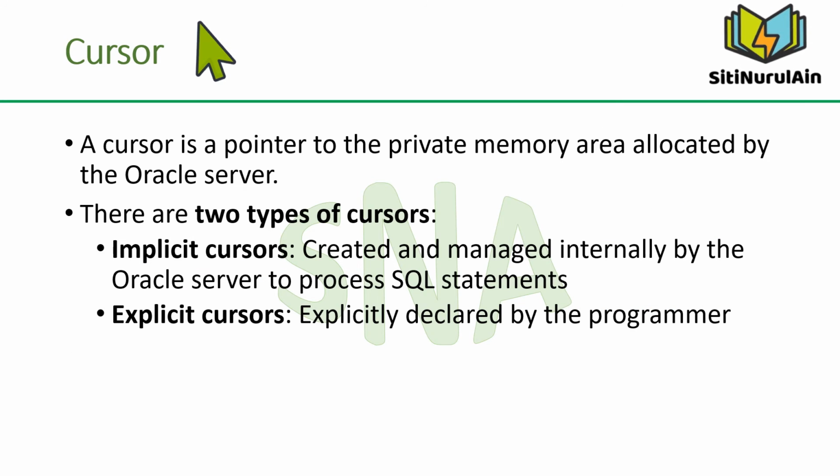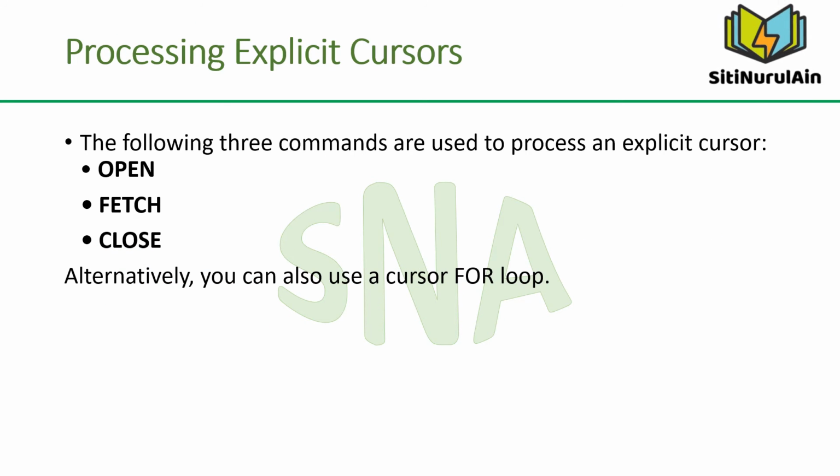A cursor is a pointer to the private memory area allocated by the Oracle server. There are two types of cursors. Implicit cursors are created and managed internally by the Oracle server to process SQL statements. Explicit cursors are explicitly declared by the programmer. The following three commands are used to process an explicit cursor: open, fetch, close. Alternatively, you can also use a cursor FOR loop.